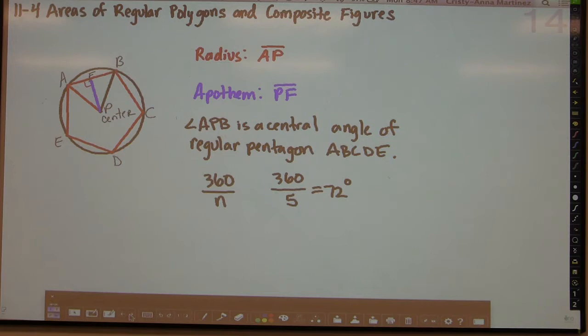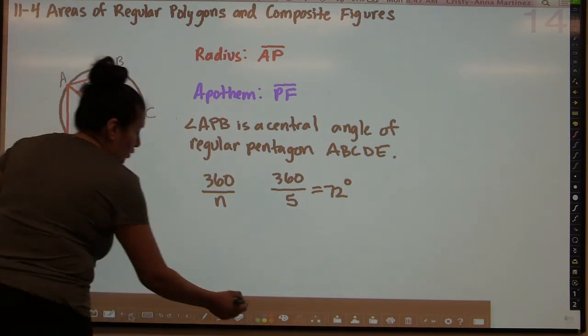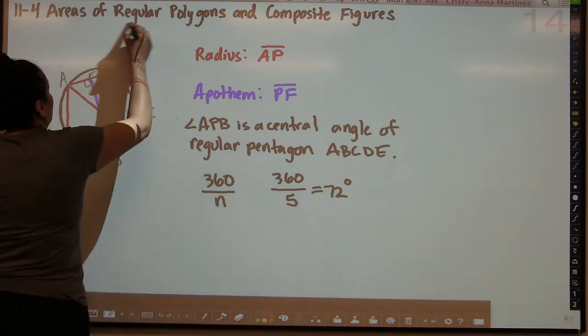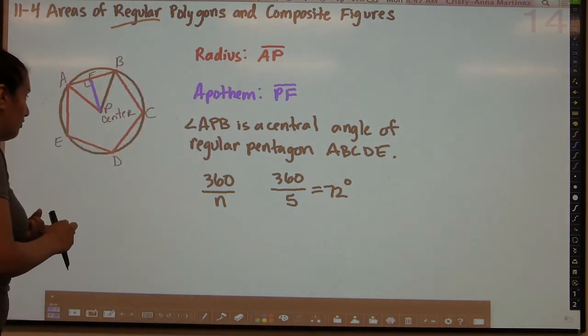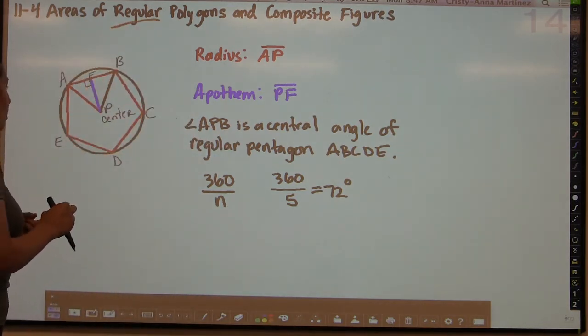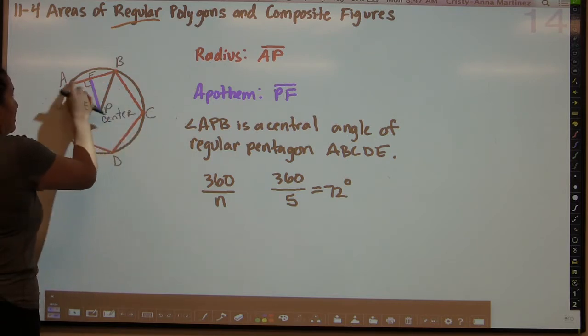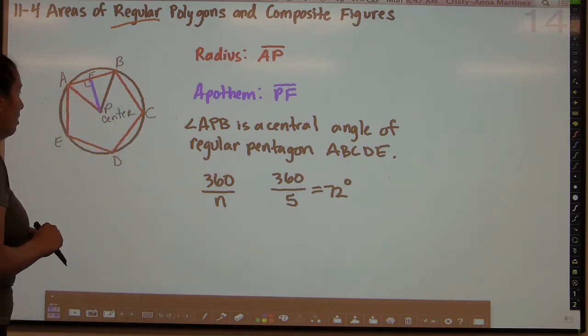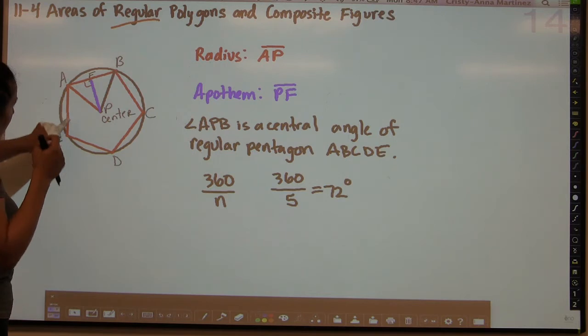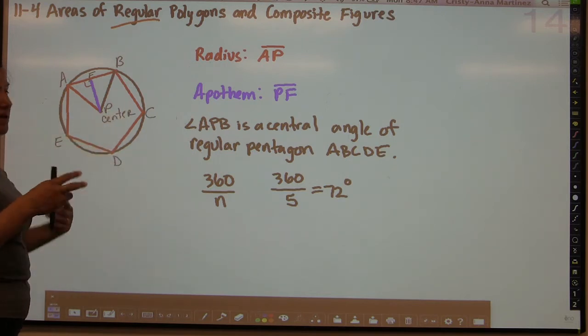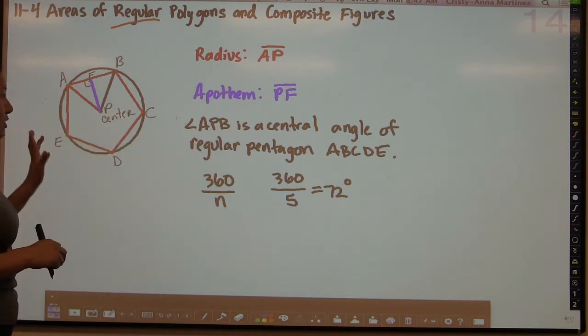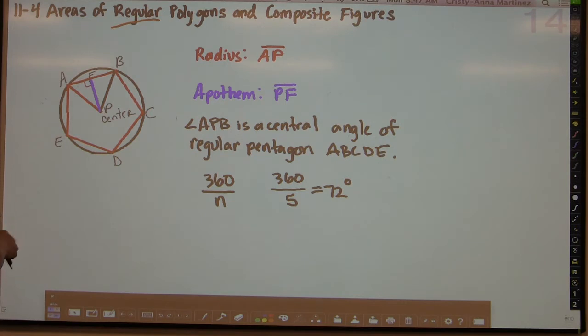But to begin, I want to first remind you of what it means to be a regular polygon. Whenever you see the word regular when it comes to polygons, there's two things you have to remember. It means that all of the sides of the polygon are the same, and it means that all of the angles of the polygon are the same. Otherwise, it wouldn't be regular. So that's important to know as we continue.